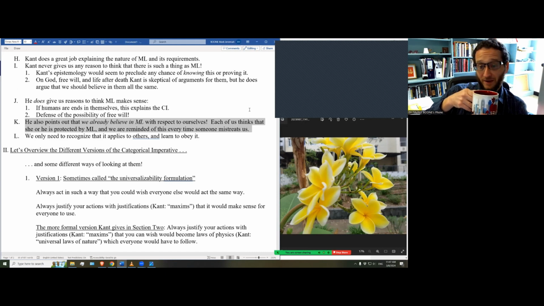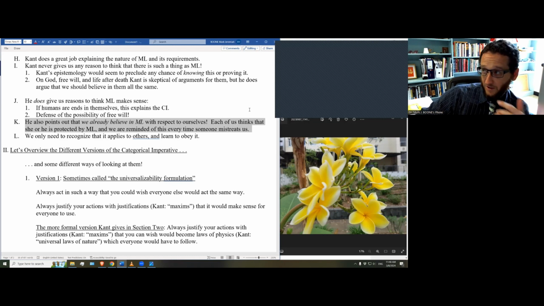If we're consistent, if we pay attention to ourselves, we already believe that we ourselves are ends in ourselves. We ourselves are beings with inherent dignity and worth, deserving of respect. And when people mistreat us, we are reminded that we believe this if we pay attention to our reaction. When people mistreat us, we think someone's done something wrong. Our rights have been violated. People have violated moral laws that require that we should be treated properly.